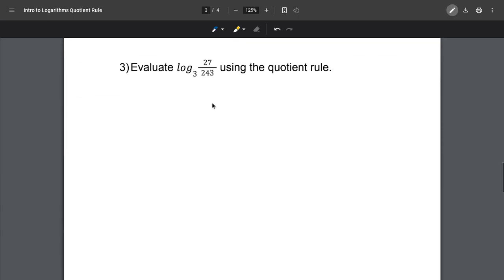All right, this one we're going to evaluate log base 3 of 27 over 243 using the quotient rule. So let's do that. We're going to do log base 3 of 27 minus log base 3 of 243.